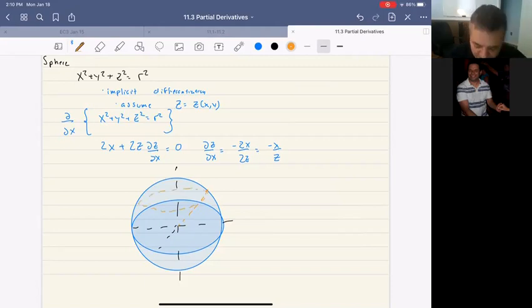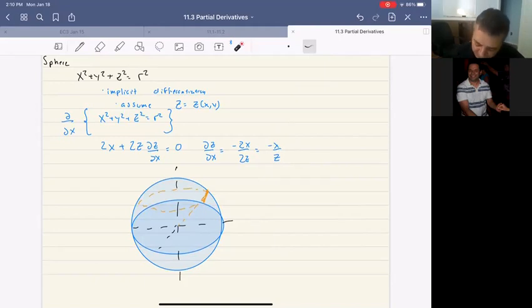If you move in the x direction, then what's going to happen to the z direction? Well, if you move in the x direction and you're going on the sphere, what they're saying is that your z direction is going to move this way in terms of negative x over z.